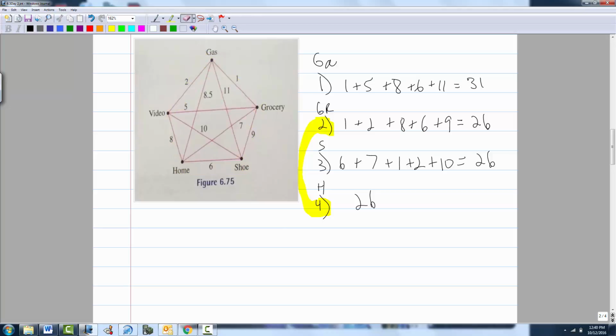Last one, I did not check starting from the video store, which will probably get something very similar here. But where do we start for the video store? 2, 5, 10, or 8. 2, then what? 1, then what? It's either 7 or 9. 7. Now, what do I have to do? I have no choice because I can't go to a vertex that's already there. 6, and then what? 10.